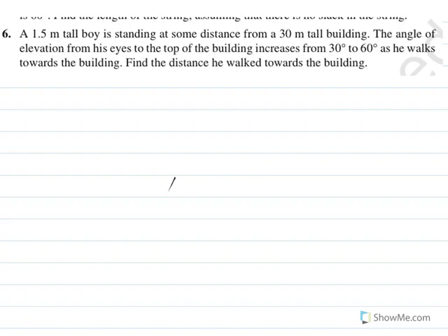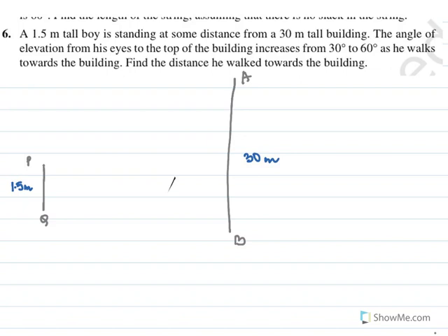For the next sum, as we read the sum we will draw the diagram. So a 1.5 meter tall boy. We'll draw the boy here. This is the boy represented by PQ, and he is 1.5 meter tall, standing at some distance from a 30-meter building. So this is the building, we'll put the building as AB, and this building is 30 meter.